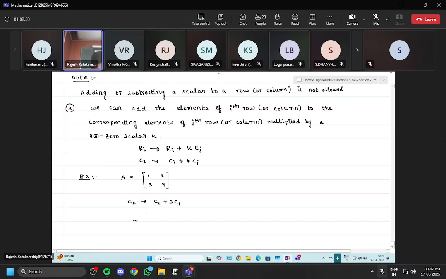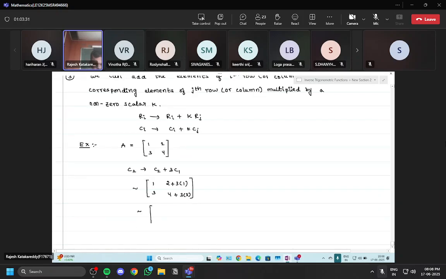Here there is a change in column 2, so writing column-wise 1 and 3. What we are doing is 2 plus 3 into 1. So this is 2 here, and for this 2 we are writing plus 3 into 1. Right? Similarly, 4 plus 3 into 3 we have. Now, how much is this one? This is 1, 3, 2 plus 3 is 5, 4 plus 9 is 13.